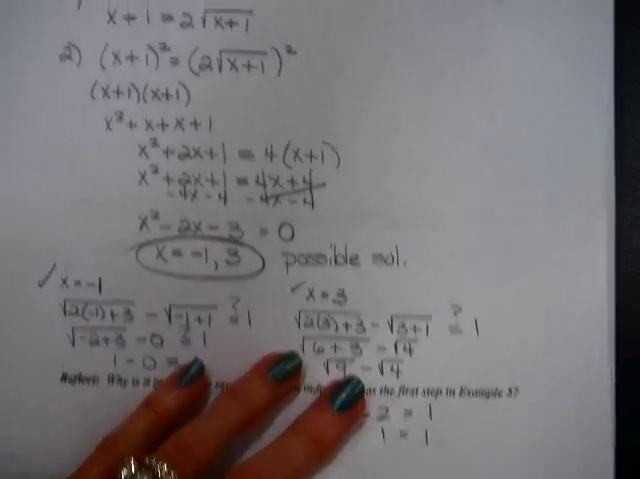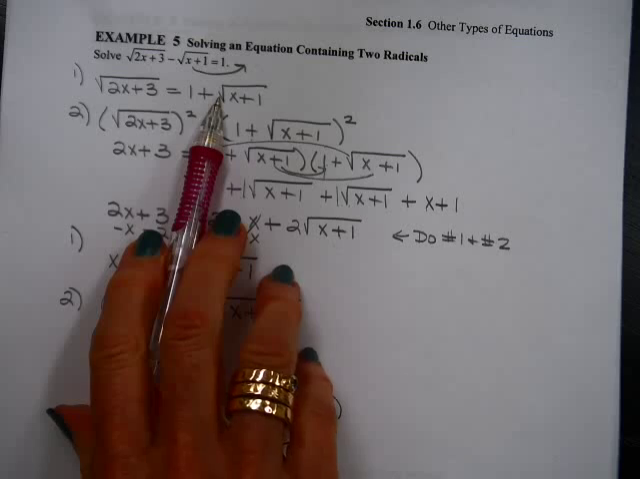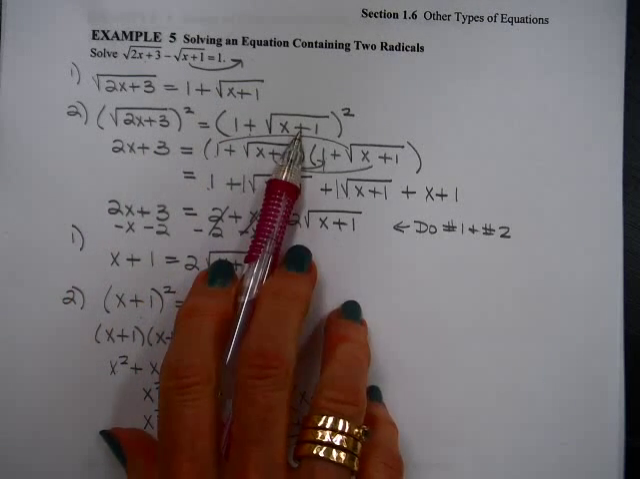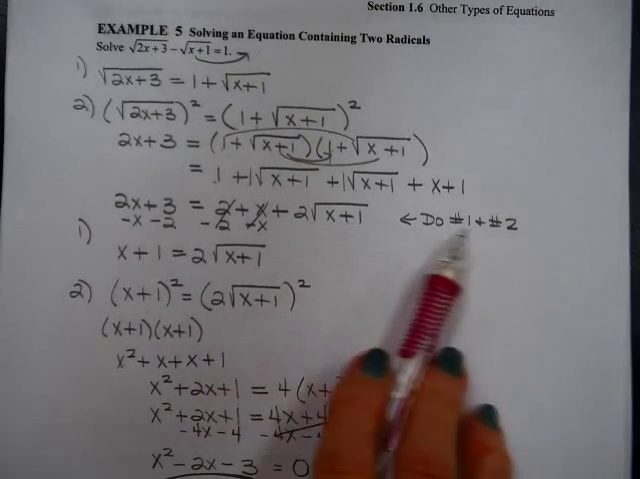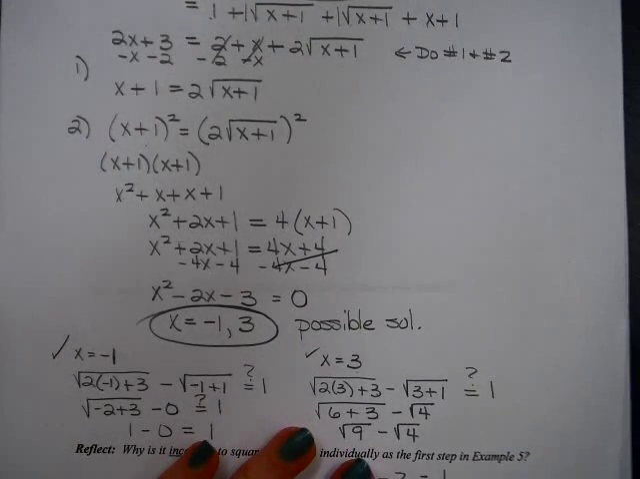Now that was an equation with 2 radicals. Notice we isolated. We squared both sides. We still had a radical, so we had to go back and do steps 1 and 2 all over again, and then check our solutions.